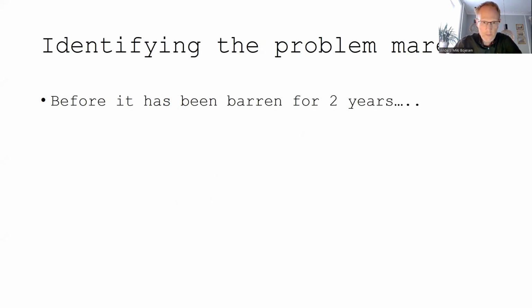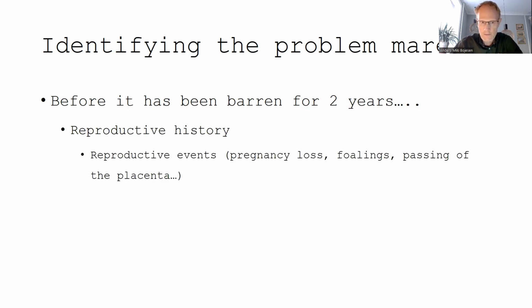One of the issues with the problem mare is that it can be difficult to identify the problem mare before it actually is a problem mare, and the reproductive history of the mare can, in a lot of cases, help. Events like pregnancy loss, how the foalings went, and whether there's been retained placenta or not can be helpful in identifying a potential focus area. But also the reproductive efficiency in the previous years.